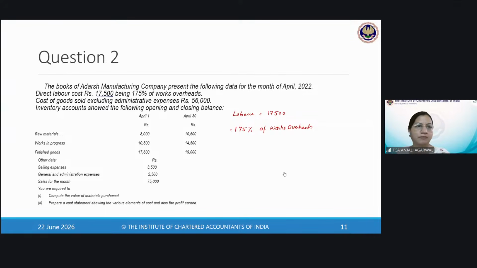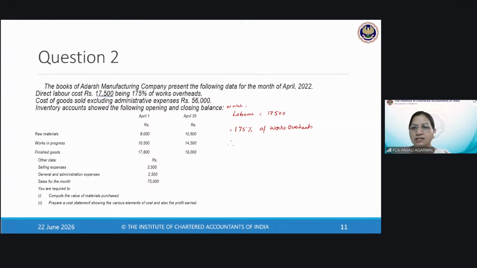Let's move on to question number 2. The books of Adarsh Manufacturing present the following data for the month of April. Direct labor cost is 17,500 and this is 175% of the works overhead. So this will help you calculate your first working note.